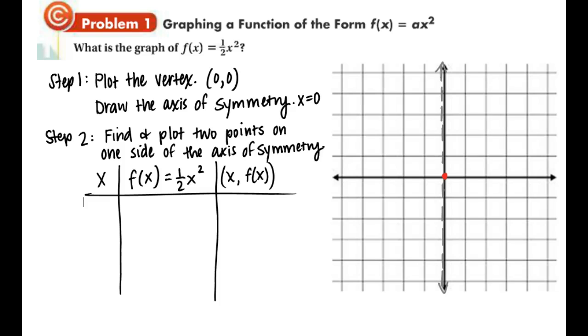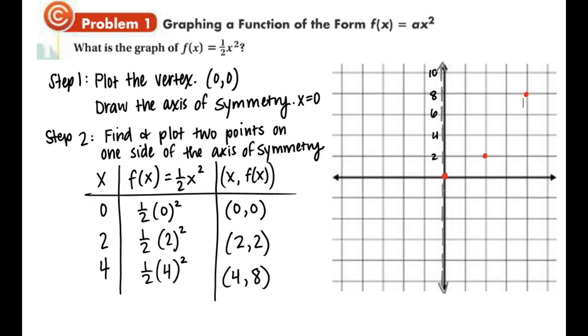So I'm going to plug in 0, 2, and 4. When substituting in the values 0, 2, and 4, I got my output values as 0, 2, and 8. So the coordinate points that I'm plotting are the origin, which is already graphed, (2, 2), and (4, 8). And you are probably noticing that since I would run out of room on the graph, I went up by 2's on the y-axis. So I plotted those 3 points, and now what we want to do is plot the corresponding points on the other side of the axis of symmetry.